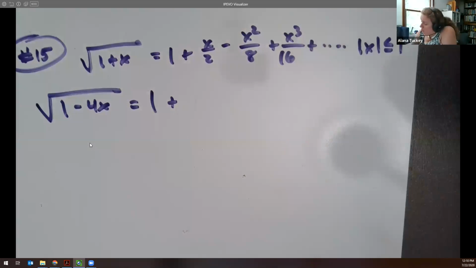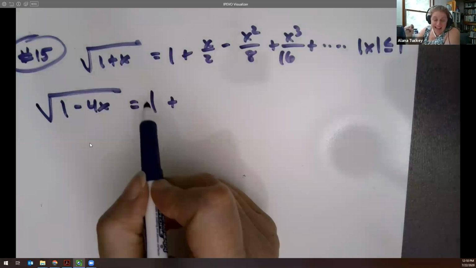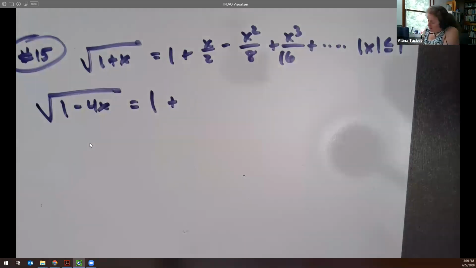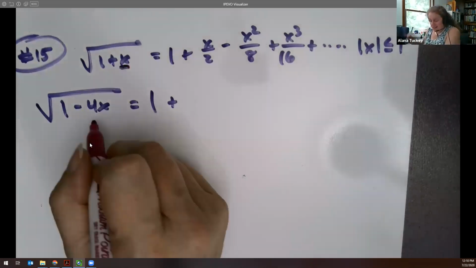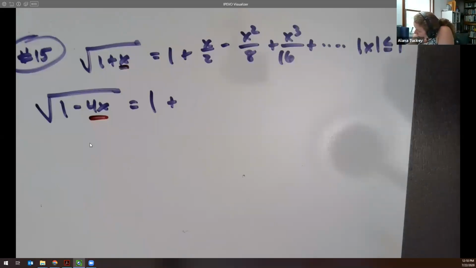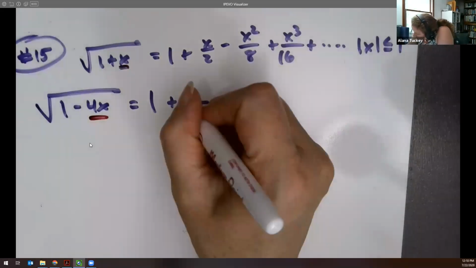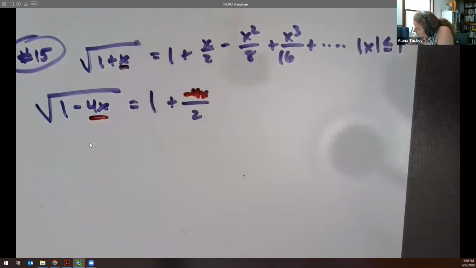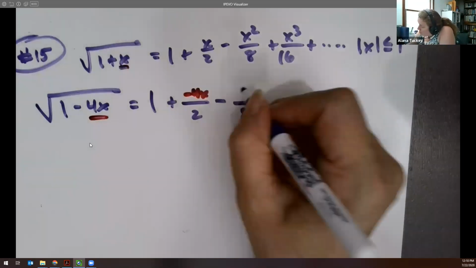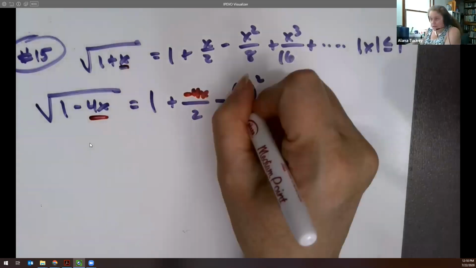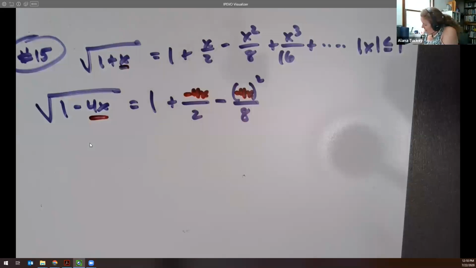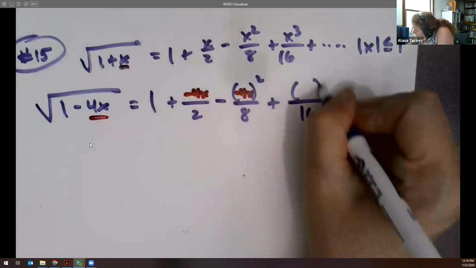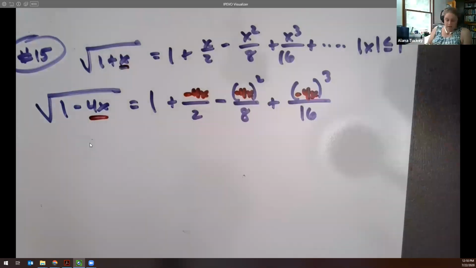Okay, so then what we're going to do is plug in negative 4x, wherever there's an x. See how x turns into negative 4x? So instead of x over 2, you're going to put negative 4x over 2. Instead of minus x squared over 8, you're going to put in negative 4x squared over 8. And then plus negative 4x cubed over 16. These are actually ones that are not bad because there's just substitution.